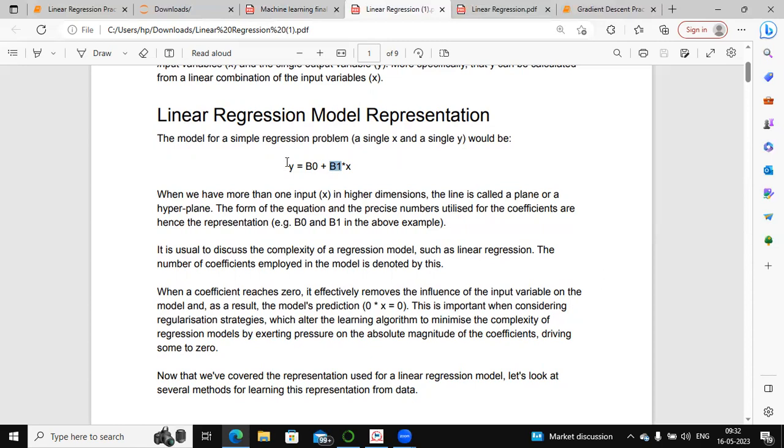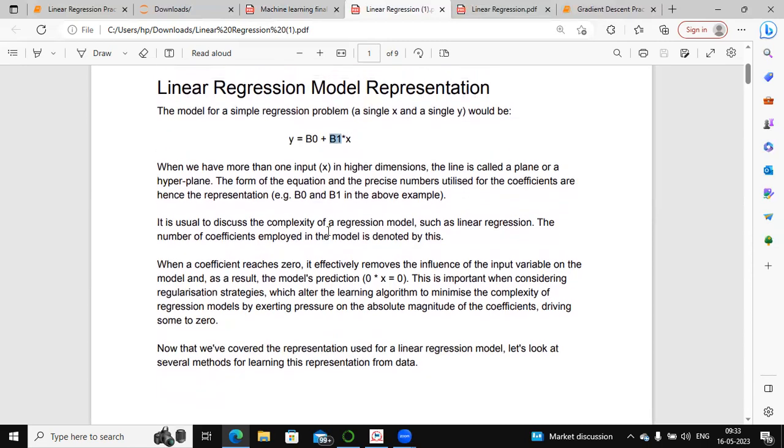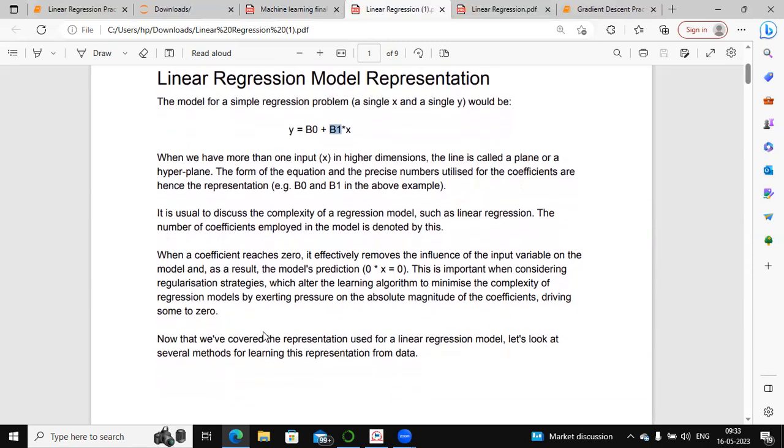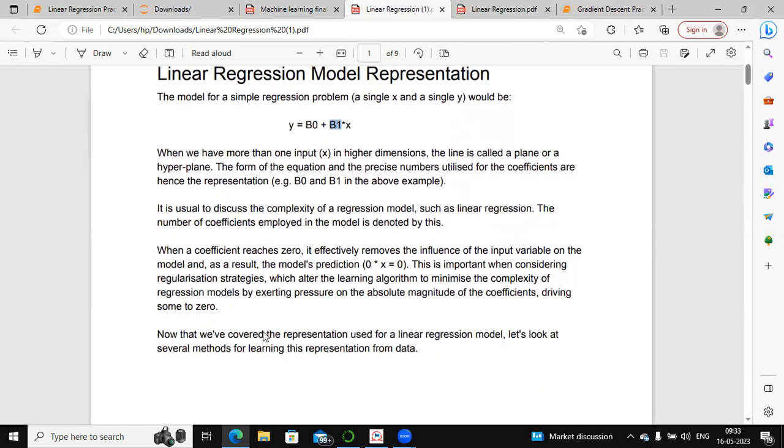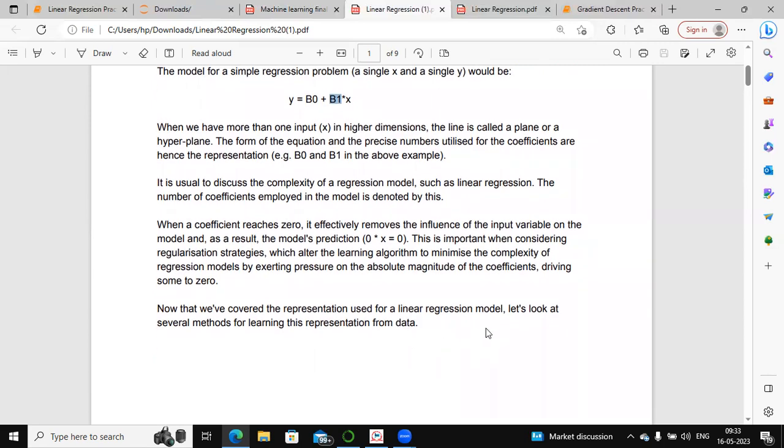If the coefficient becomes zero, then x will have no influence on the output, right? So this is the problem. This is not possible in our case of linear regression, it's zero slope. That is not going to happen because that will take out the influence of x. Now that we have covered the representation used for a linear regression model, let's look at several models for learning this representation from the data.